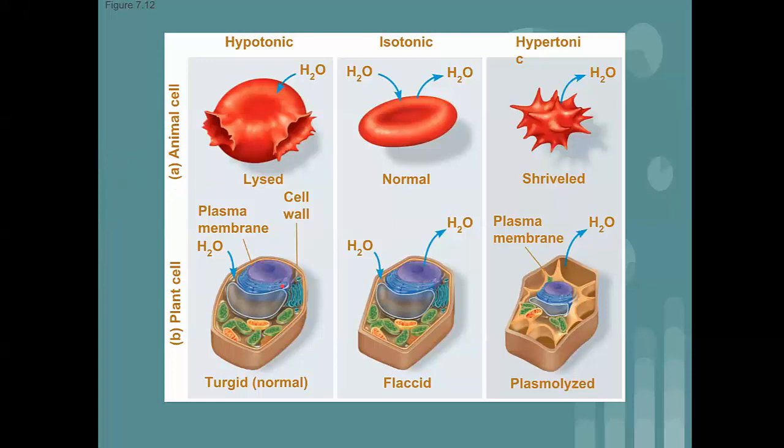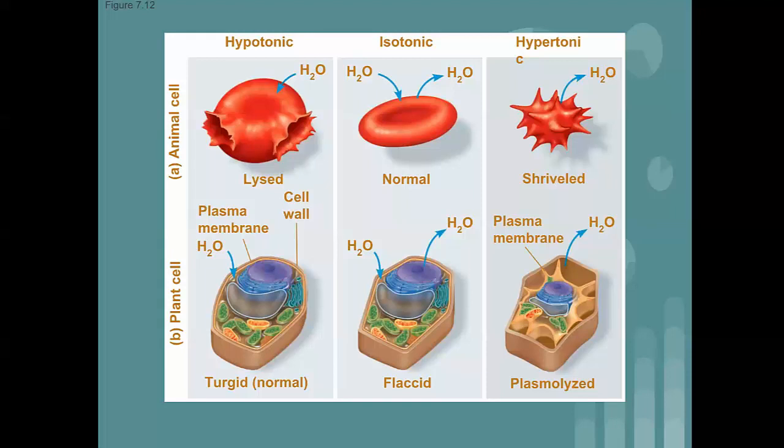In the case of a plant cell, this is normal, and plants actually thrive under these conditions. Water flows into the cell, swells the cell up, but the cell wall prevents the cell from overexpanding and bursting, and that's how plants maintain their rigidity.